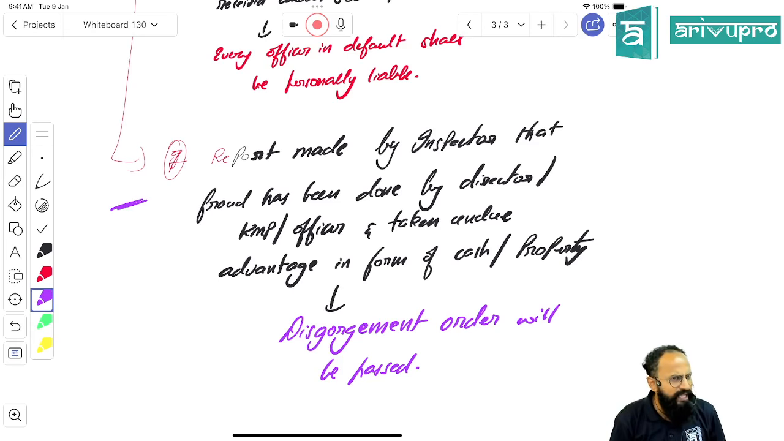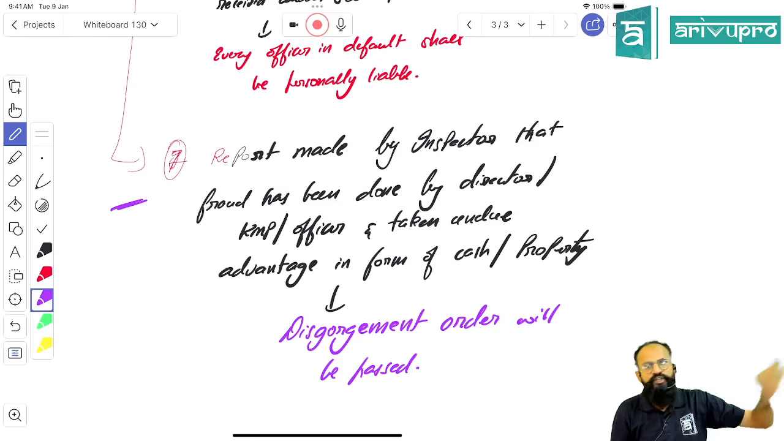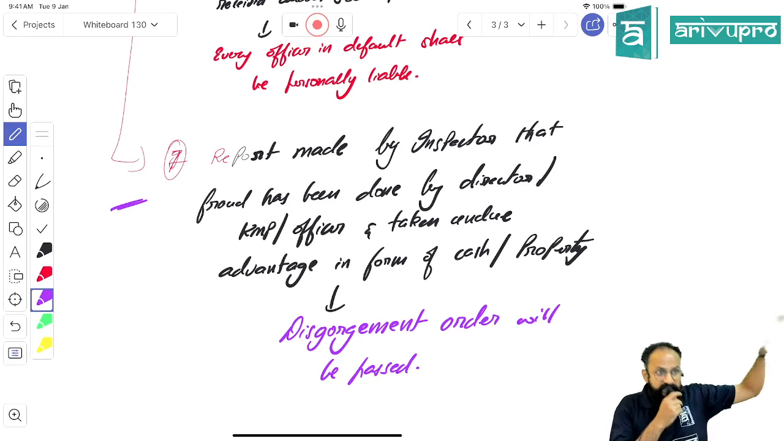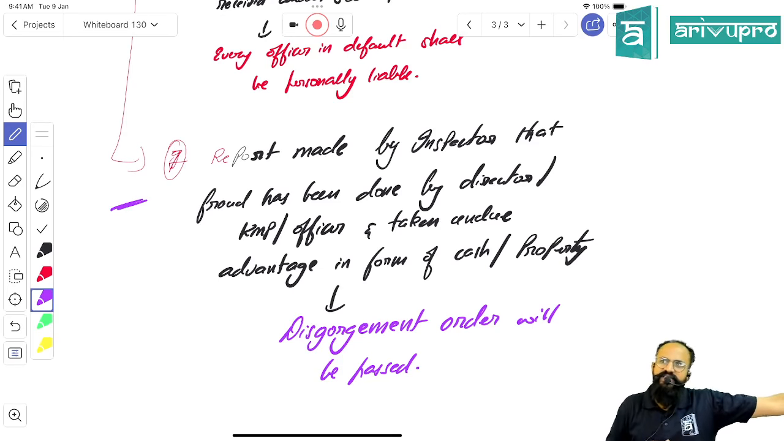And what will they do out of that money? Whoever suffered the loss, it will be distributed to them. So if the public had lost money, that money will be distributed to the public, and that order is called disgorgement. Clear? So how much? Everything will be taken, unlimitedly. As long as we recover everything, everything will be taken away. So in these cases, generally it is limited liability, but in these cases, it will become unlimited liability.